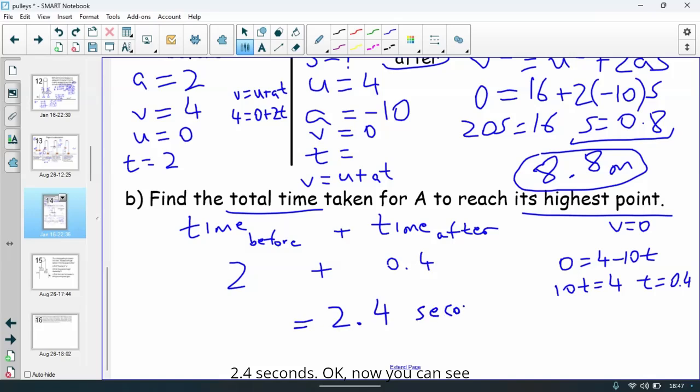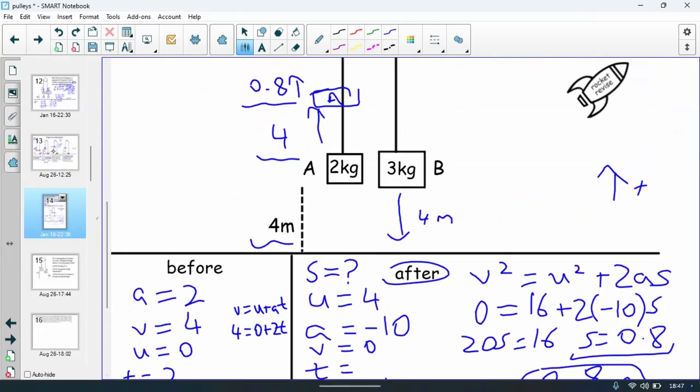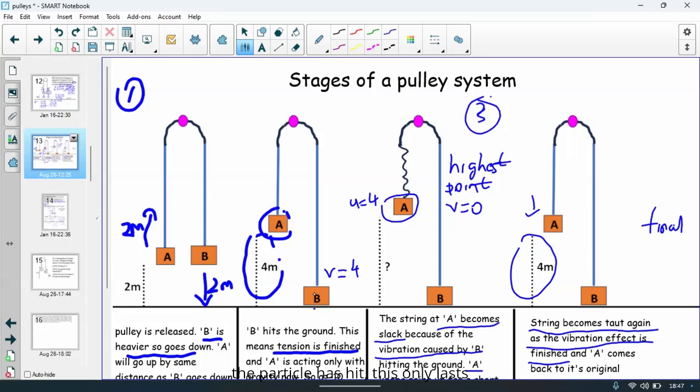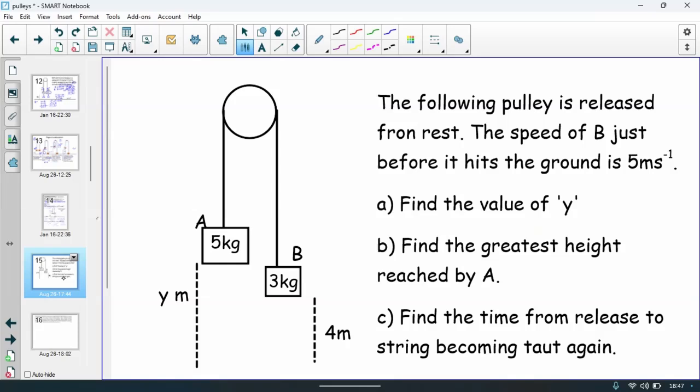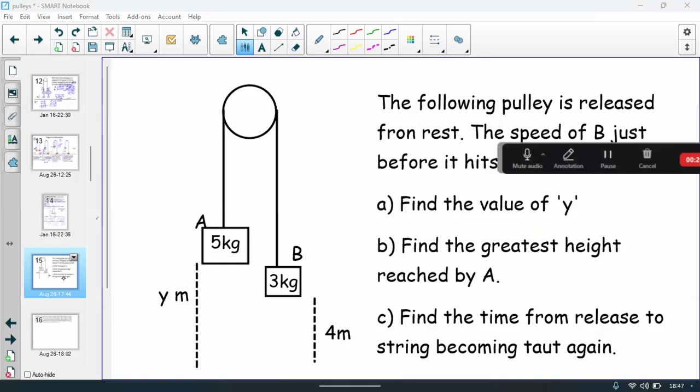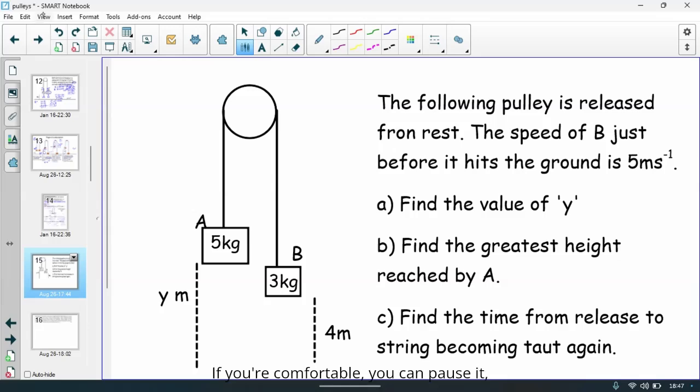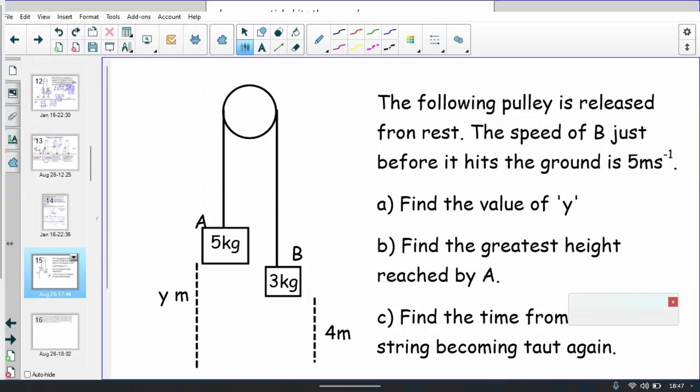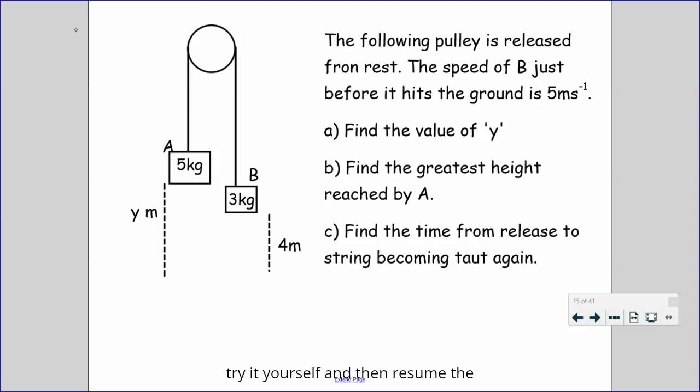Now you can see this was very small, 0.4, right? So when the particle hits the ground, this only lasts for a short while, only 0.4 seconds in this case, and then it comes down. Okay, we'll move on to the next question. If you're comfortable, you can pause it, try it yourself, and then resume the video. If not, you can do it while I am doing it.